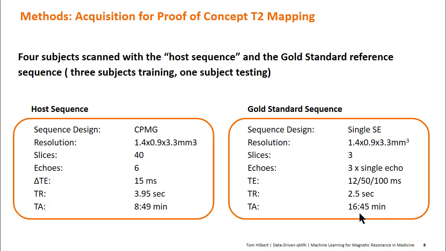To show you this proof of concept, we tried this on T2 mapping using the CPMG sequence. So we acquired a host sequence, the sequence we later want to use in a clinical routine, which is the CPMG sequence, and a gold standard method, which is in this case the single echo spin echo sequence. The resolution of both sequences was matched. However, we had 40 slices for the CPMG sequence, so we covered the entire brain, whereas for the gold standard method, we could only use 3 slices due to the time constraints. Three subjects out of these 4 subjects we used to train the model, and then we used the last subject to test this approach.